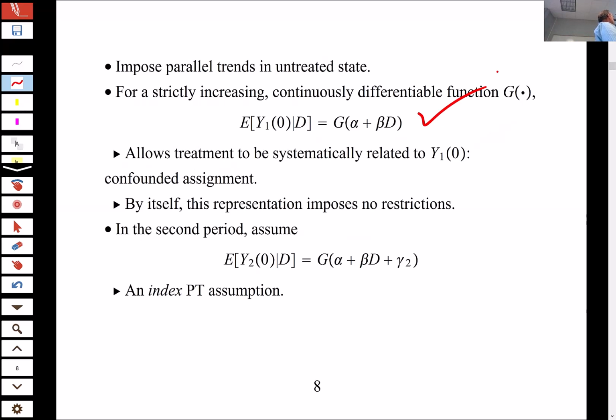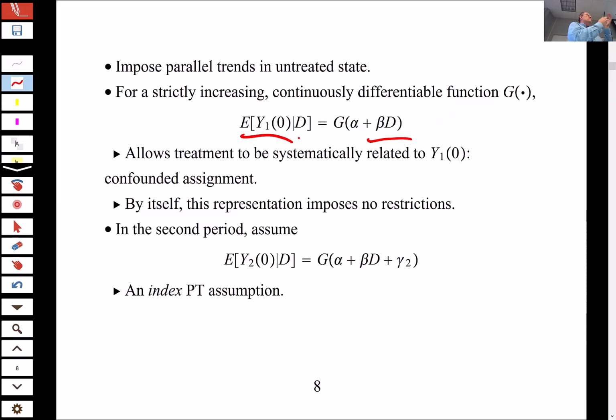Okay, so this function g is a function that we've chosen, and the restriction on it is that it's strictly increasing, and I'm going to assume it's continuously differentiable just because having derivatives makes the regularity conditions easier. Notice immediately, this allows for confounded assignment because it says the assignment to the treatment and the control can be systematically related to what the outcome is in the first period. So in other words, people can be selected for the job training program based on whether they have a higher or low wage in the first period.